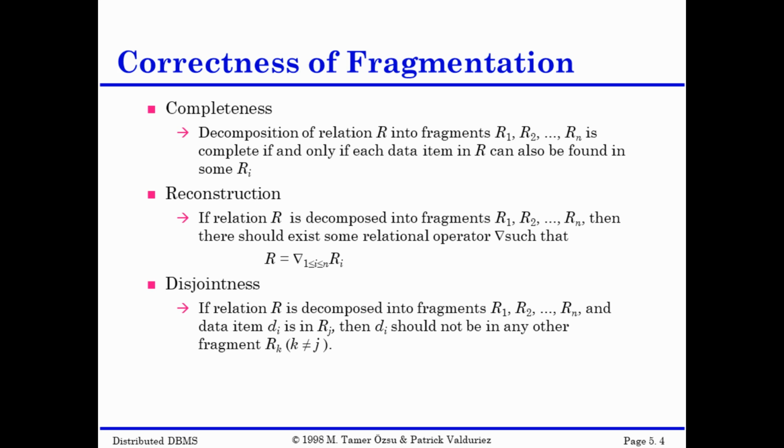from the fragments. The third is disjointness: if relation R is decomposed into n fragments and data item Di is in Rj, then Di should not be in any other fragments. These 3 properties reflect the correctness of fragmentation.